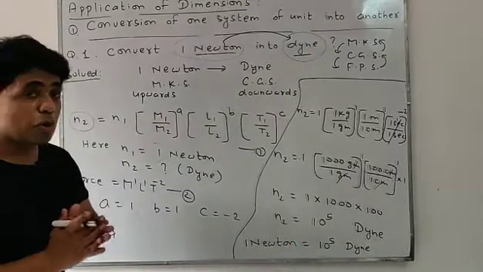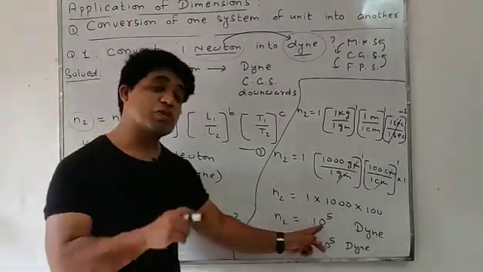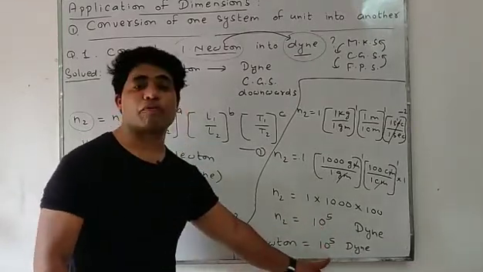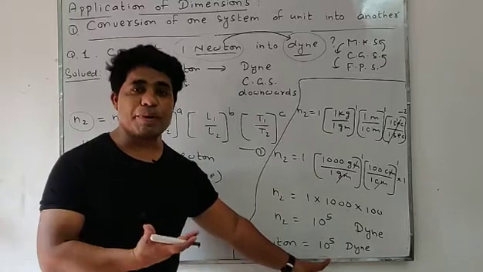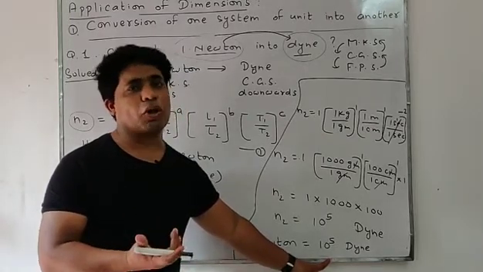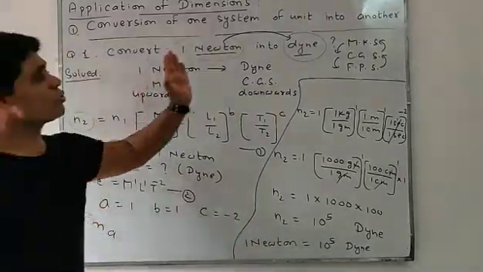So basically what we got. Okay, we are given 1 Newton as N1 and N2 we are given as 10 is power 5 dyne. It means 1 Newton consists of 10 is power 5 dyne. Newton is a major unit of force in MKS system. Dyne is a minor, small unit of force in which system? CGS. So we converted MKS to CGS.